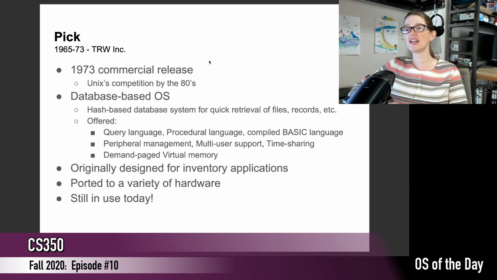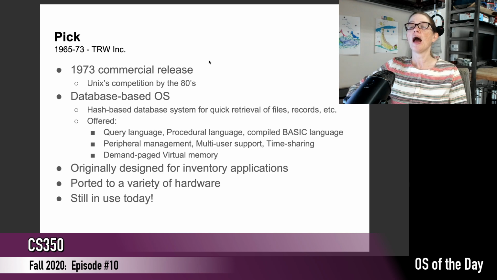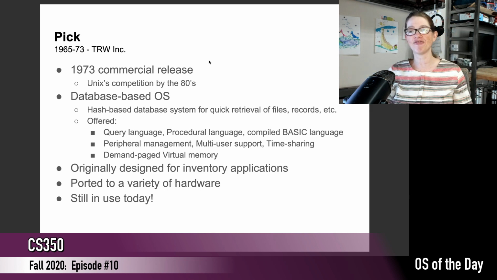So it was really surprising that you can have an operating system compete with Unix, and most people have never heard of it. Now, PICK is a very different operating system from everything we've seen so far. Yes, it does offer all of the things that we would expect an operating system in the 1970s to offer, things like multi-user support, time sharing, virtual memory, anything like that. But how PICK is implemented is very different.